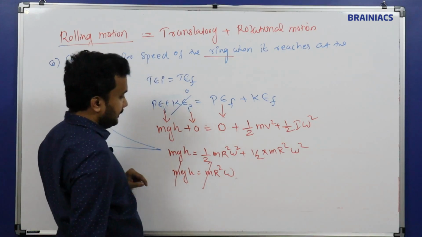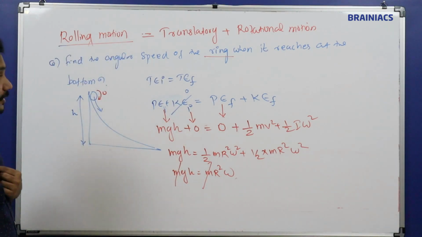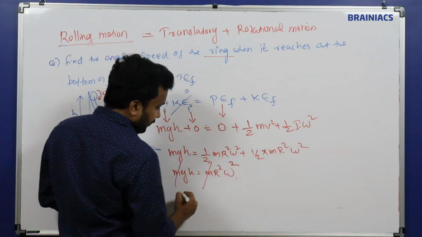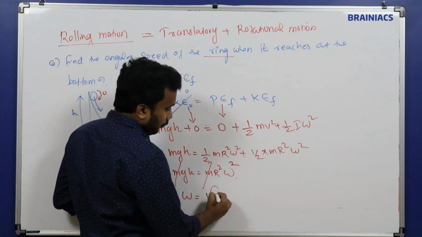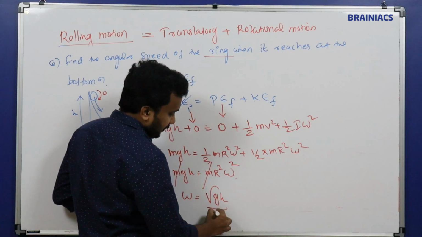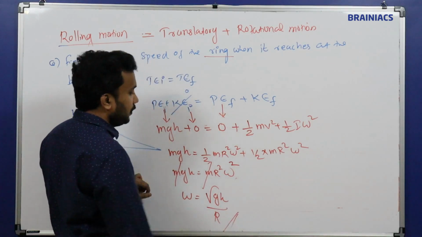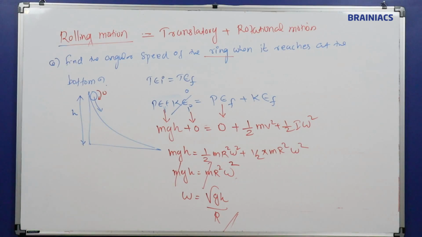M cancels. We want to find omega. Omega is equal to root gh divided by r. Root gh divided by r is the value of the angular velocity. Okay, fine.